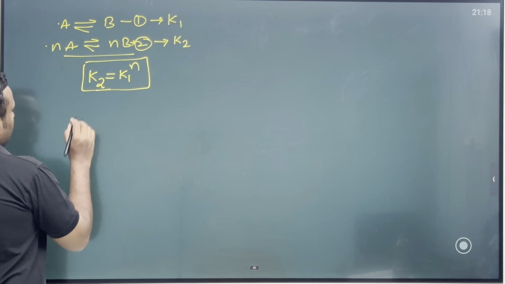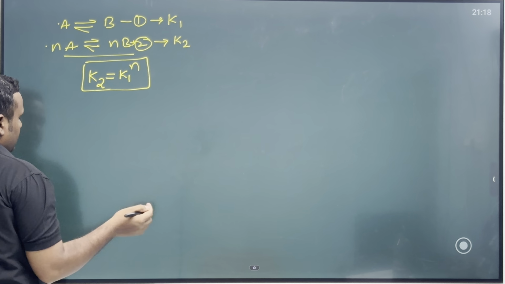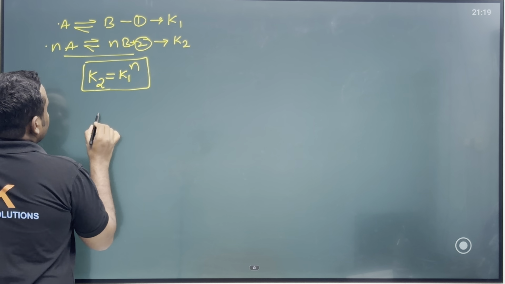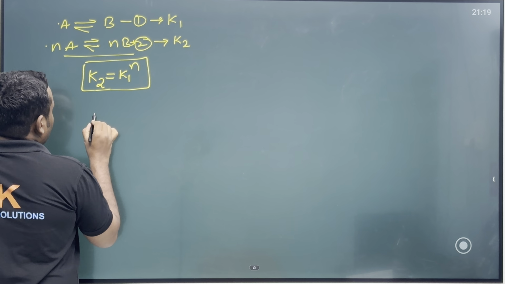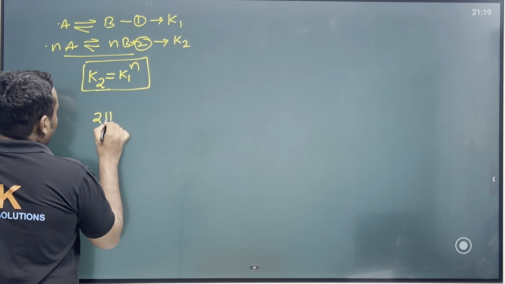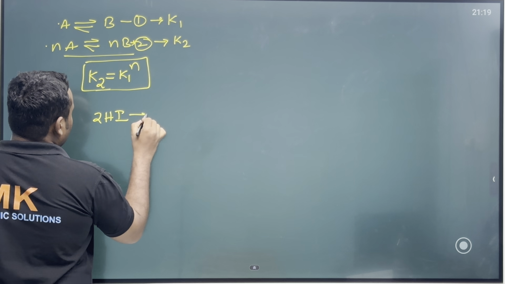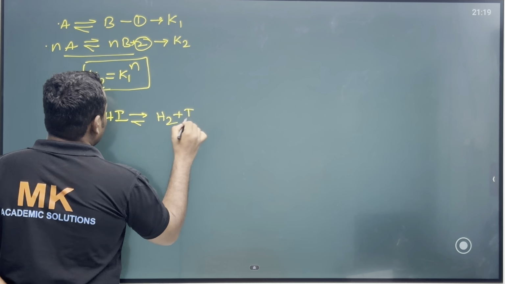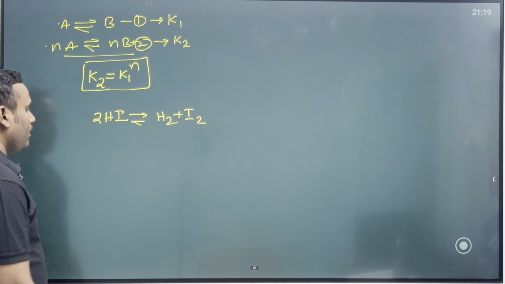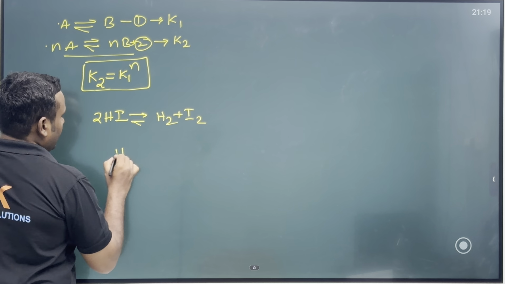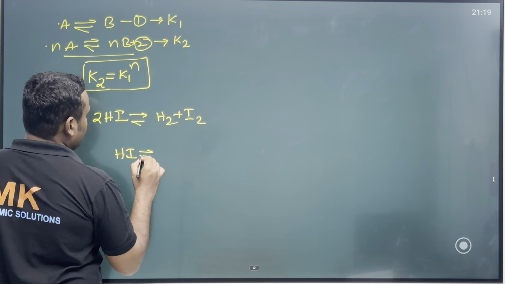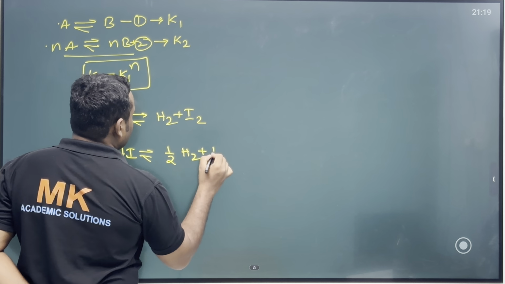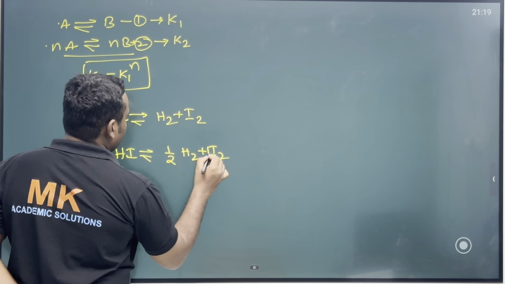Okay, and you take some generalized example also. For example, 2HI gives rise to H2 plus I2. And HI gives rise to half H2 plus half I2.